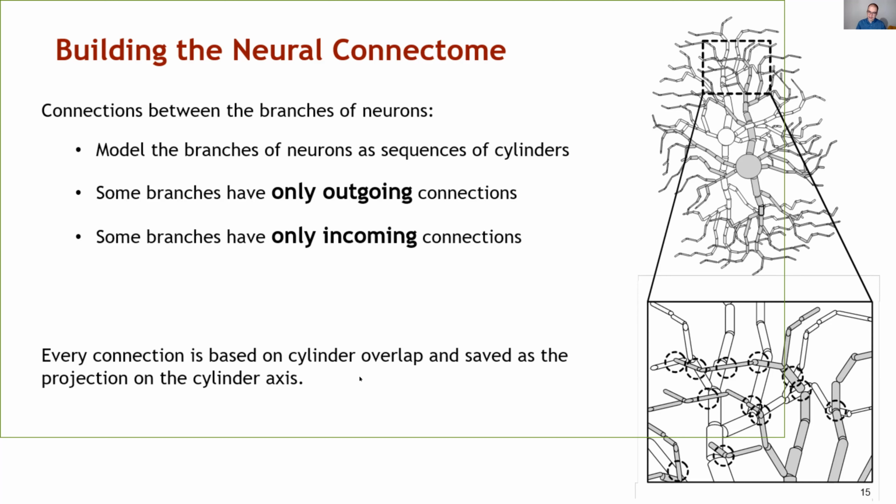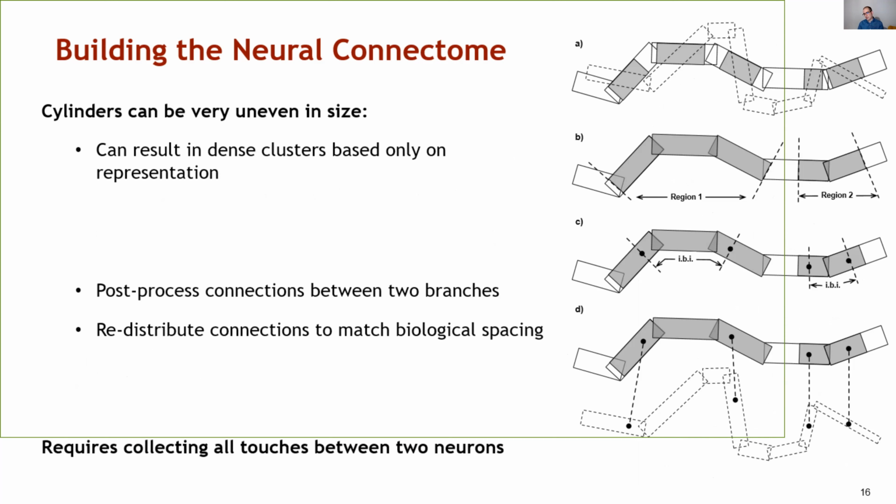So, and this overlap is basically, just to drive it back home again, saved as a projection on that cylinder axis. So it's a spatial region. Once we have all the overlaps between two neurons, we take the spatial overlap, the region, and to kind of homogenize, because these cylinders could have varying lengths. If the cylinders have varying lengths, there might be, for the same density of cylinders in one volume, a different number of touches based on if the cylinders are larger or smaller.